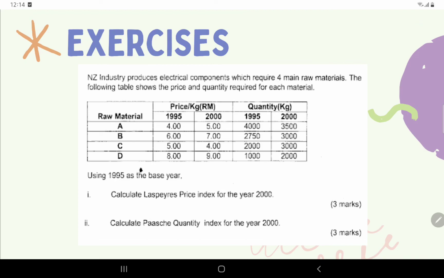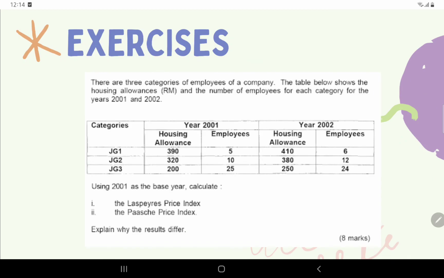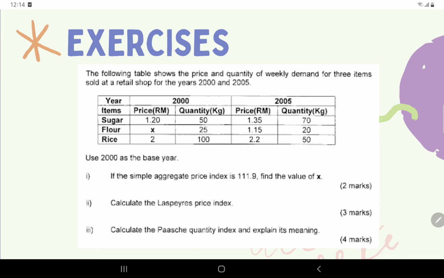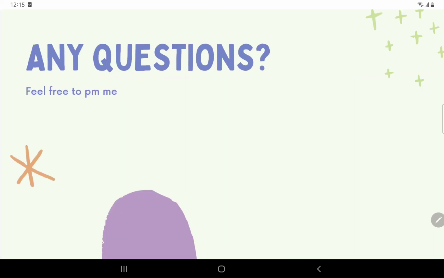So for your tutorial session, I want you to solve this exercise. Okay, this is question 1, taken from the past SEM final exam. Question 2, question 3, question 4. So we have 4 questions overall.